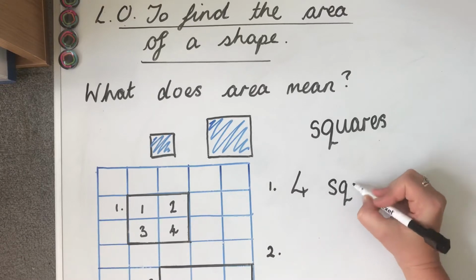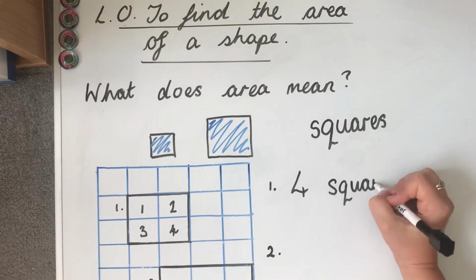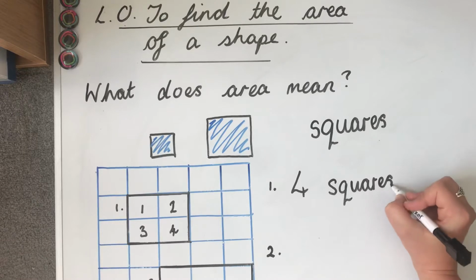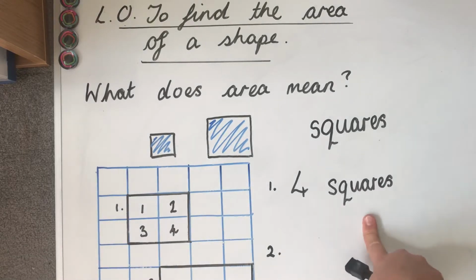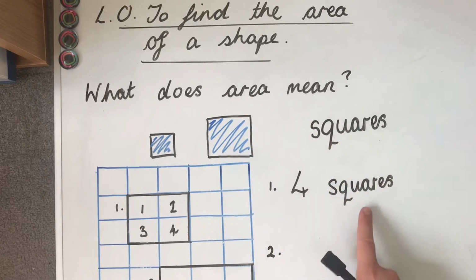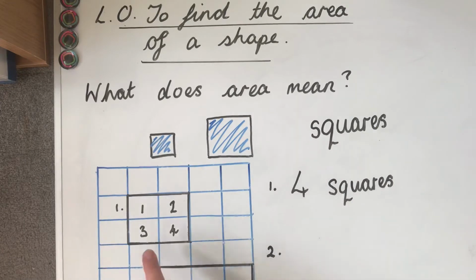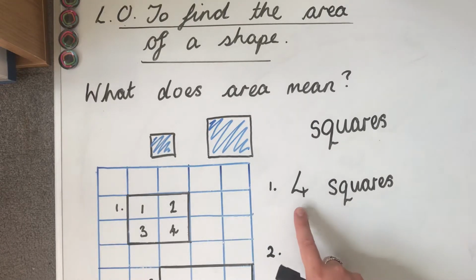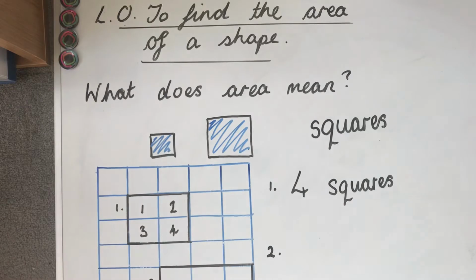squares. Okay, and it's very important that we write squares after it, because when we're measuring, we always have a unit, don't we? Okay, if you're measuring length, it's centimetres. If you're measuring weight, it might be grams. But when we're measuring the area of a shape, we need to do it in squares. So the first shape has an area of 4 squares.